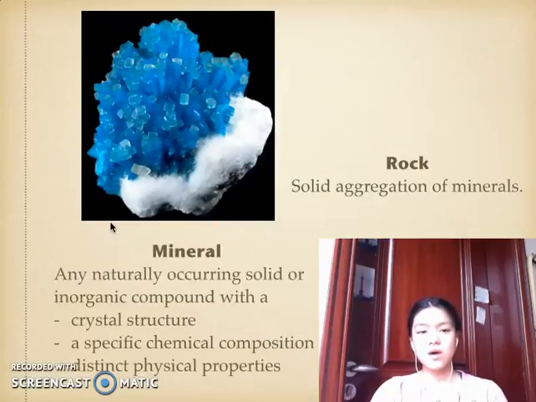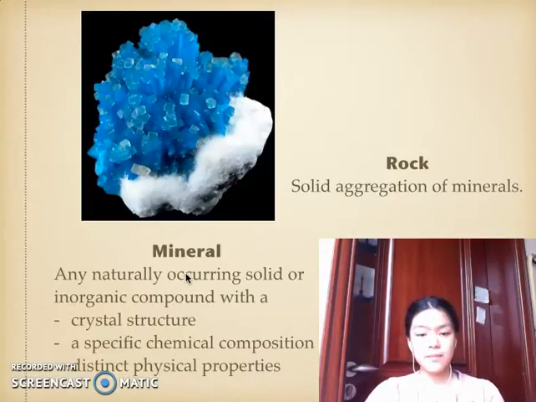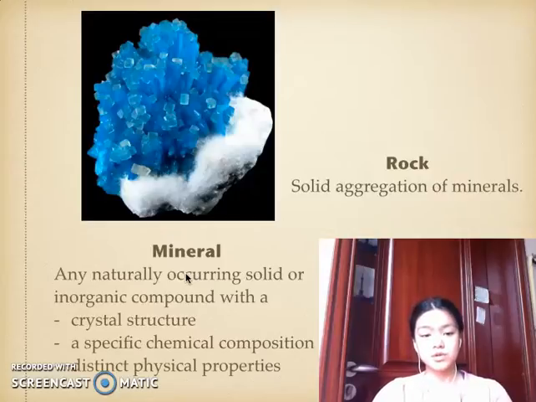Finishing talking about the big pictures, let's move on to some smaller things. Minerals and rocks. Mineral is any naturally occurring solid or inorganic compound with 1. Crystal structure, 2. A specific chemical composition, and 3. Distinct physical properties. And rock is made of a lot of minerals.